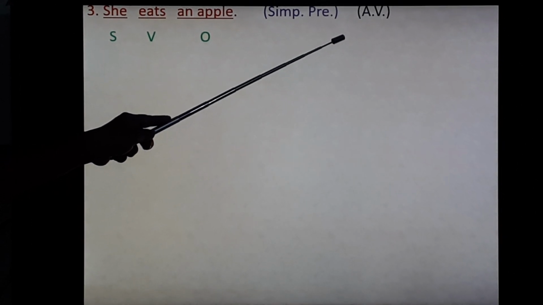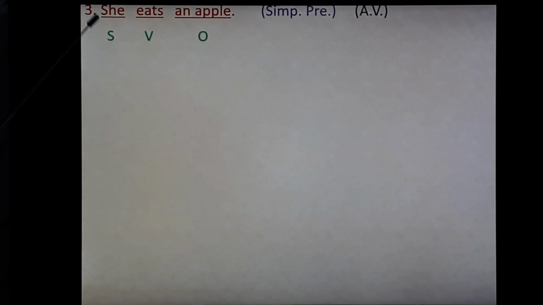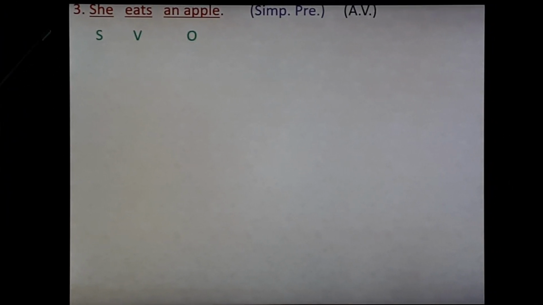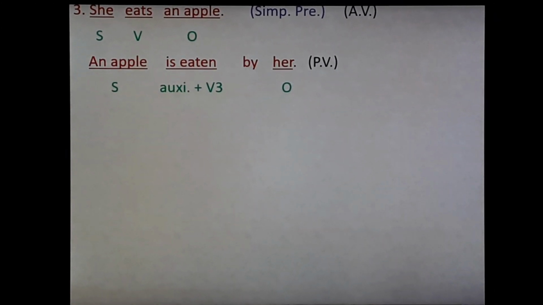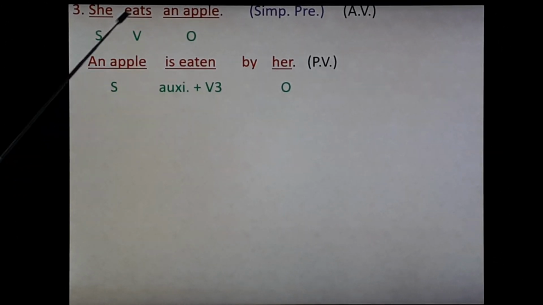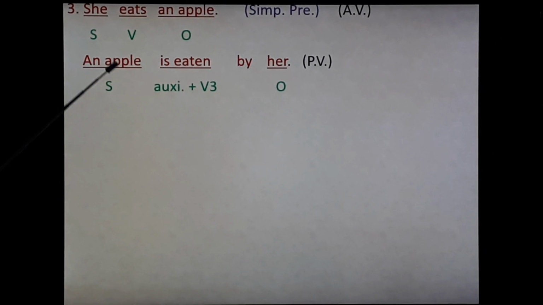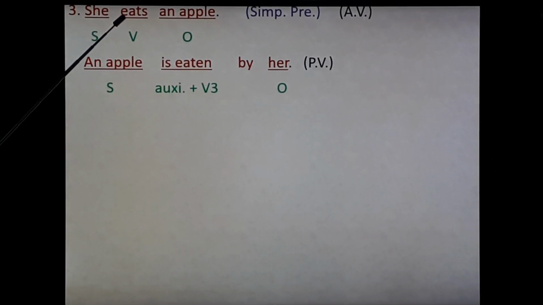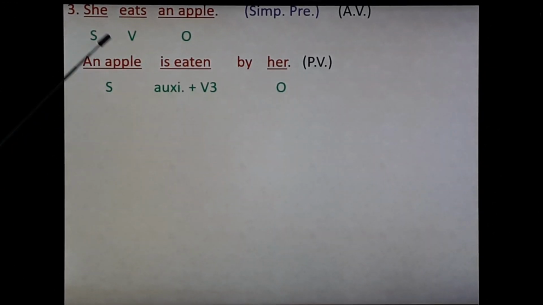How to identify active or passive? By is given? No. V3 form is given here? No. So that's why this is the example of active voice. Now we will see how to change this active voice to passive. Okay. Now object comes first in passive voice. So an apple will come in the beginning here. So an apple, then eats. That is verb. So what is the V3 form of eat? That is eaten.